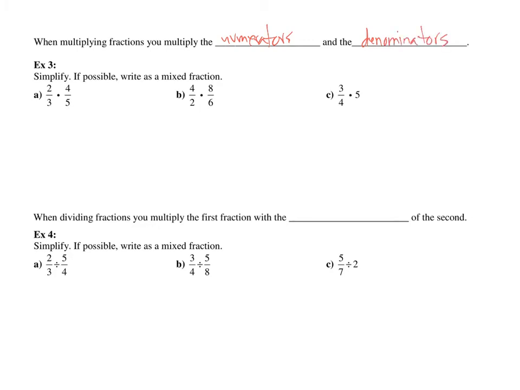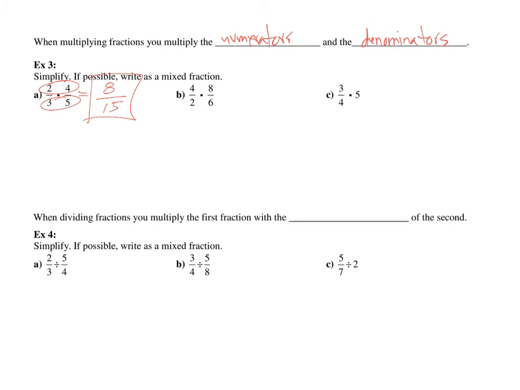Alright, so example 3, simplify if possible, write as a mixed fraction. Alright, so multiplying across, 8/15. 8/15, we can't reduce it, done. Next one, you could multiply across, alright, that's one way of doing it.